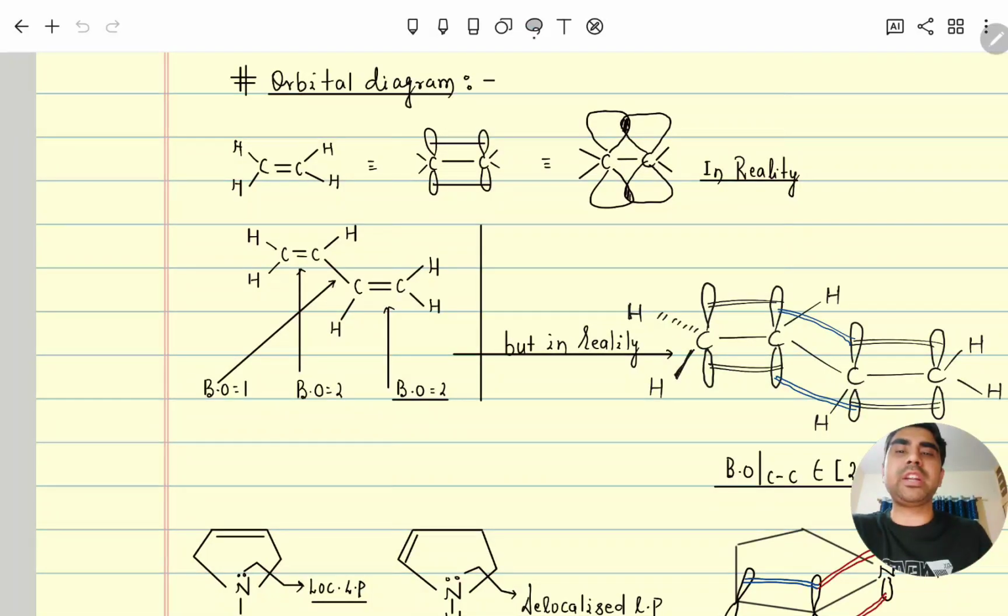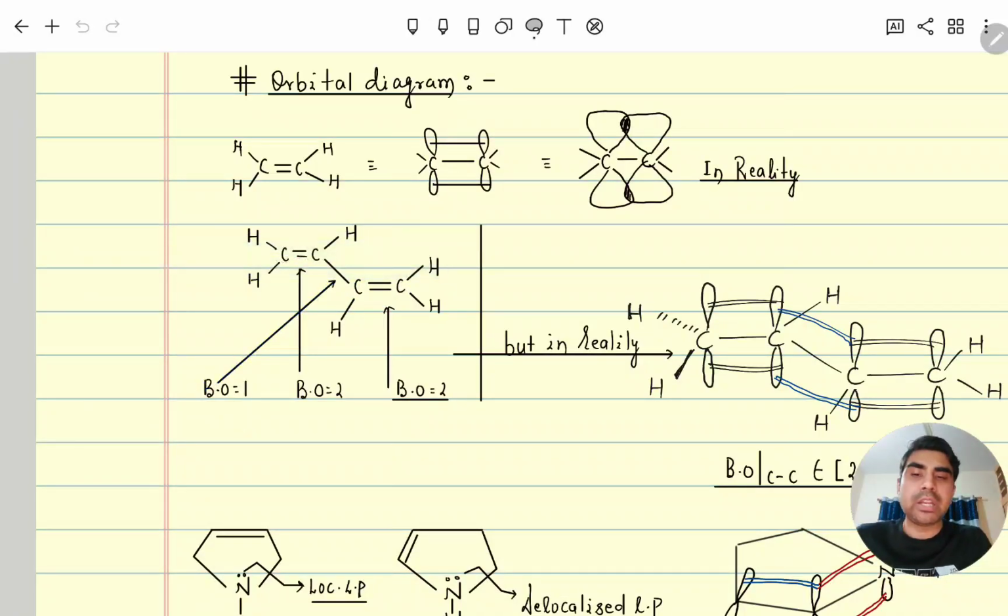Next, moving further, the orbital diagram. You can see this is carbon double bond carbon. We can see that pure p orbitals perpendicular to the plane overlap with each other like this. But in actual they are overlapping in this manner. Generally we represent it like this, but in reality they overlap perpendicularly. So here we can see carbon double bond carbon, here carbon single bond carbon, carbon double bond carbon.